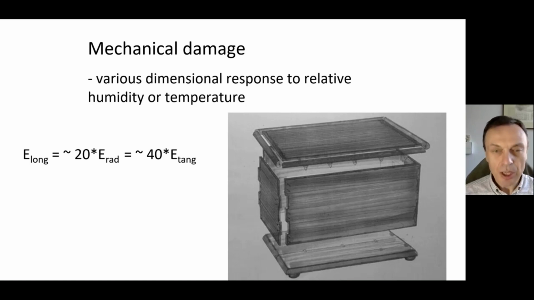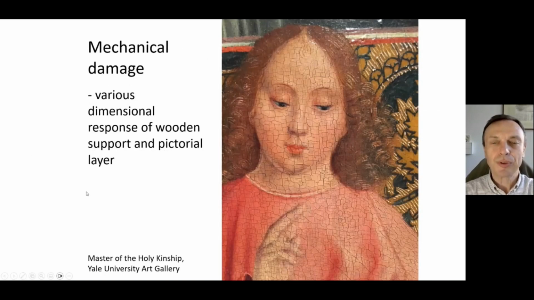So the source of the restraint could be external construction or internal construction of the wood, but it could also be caused by the various dimensional response of the wooden support to the pictorial layer, and it can cause the cracking of the pictorial layer.